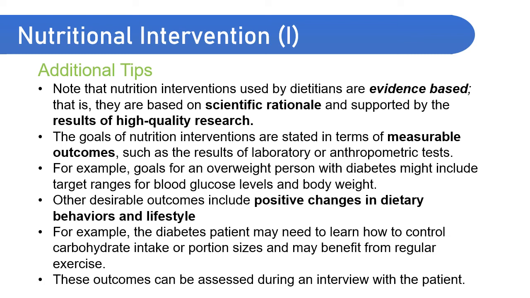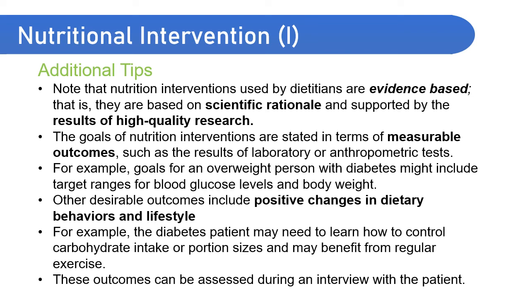There are some additional tips in performing nutrition intervention. First, please note that nutrition intervention used by the dietitian must be evidence-based, which means it is based on scientific rationale and supported by the results of high-quality research. Next, the goals of nutrition intervention are stated in terms of measurable outcomes, such as the results of laboratory or anthropometric tests. For example, a goal for an overweight person with diabetes might include the target range for blood glucose levels and body weight.